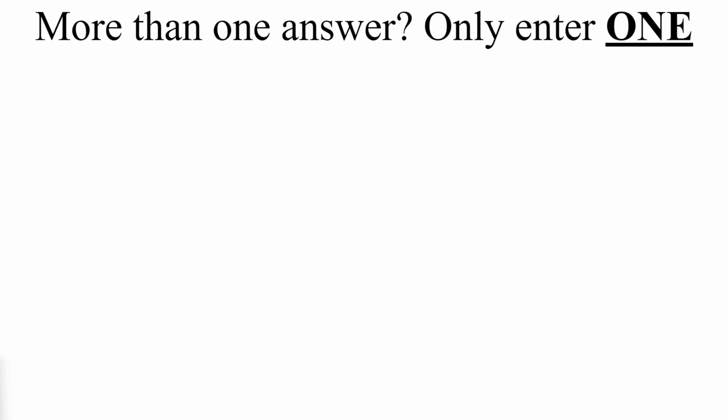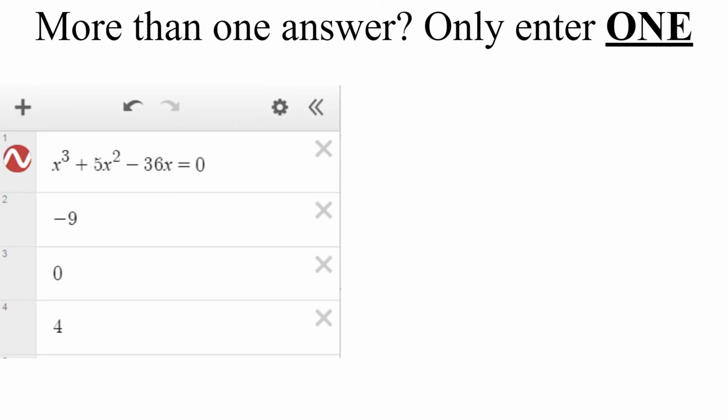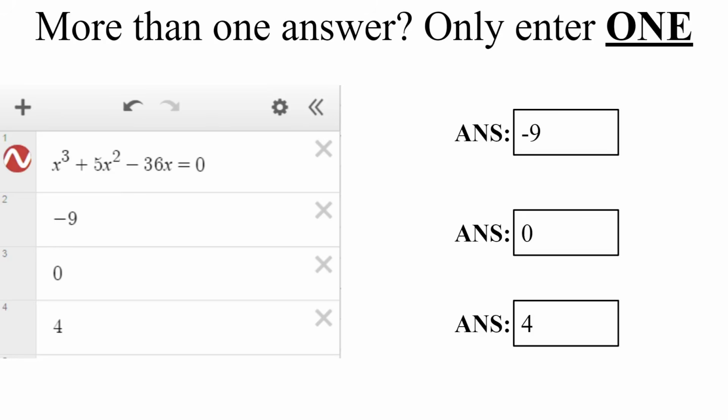The directions in the Blue Book app tell us that if there is more than one answer, you only enter one. So let's say this question asked for one possible solution to the equation. You could graph this on Desmos and you would see that the solutions are -9, 0, and 4. So all of those are acceptable answers, and we would only put one of them, not all three. So I'm just going to arbitrarily pick 4. That's the one I want to go with. So I would just lock in 4 as my answer.